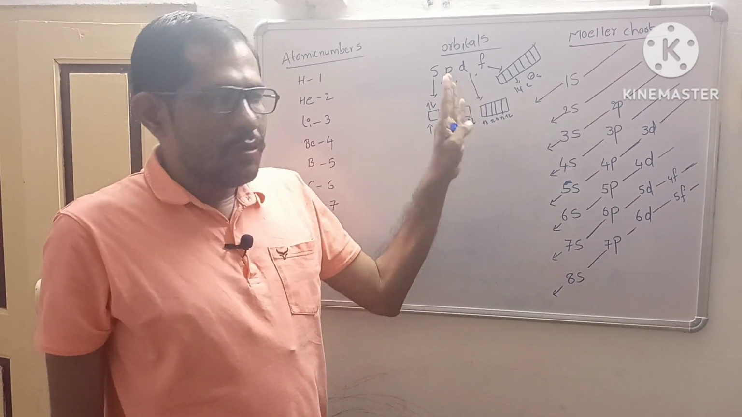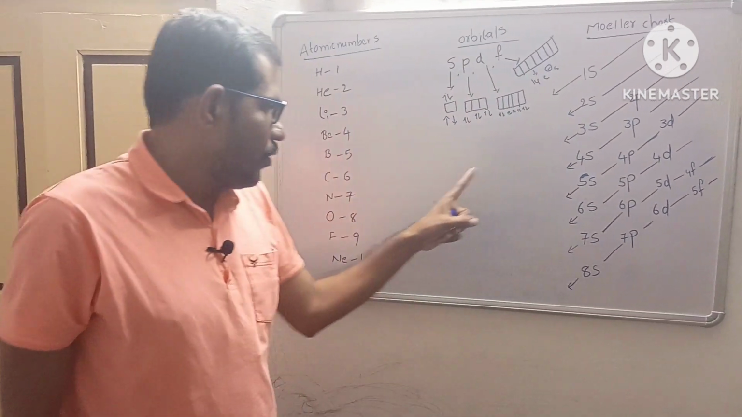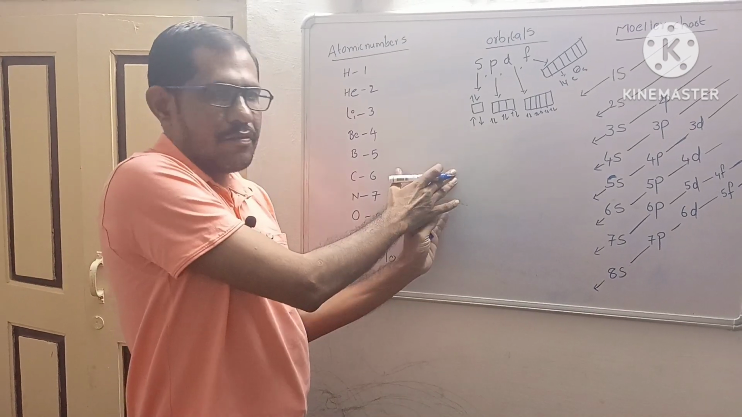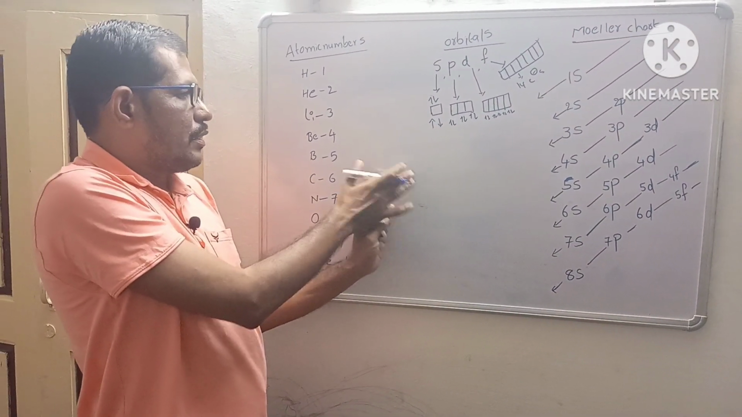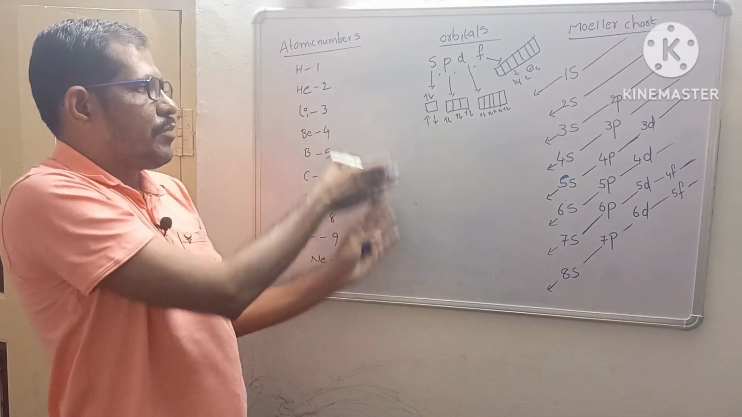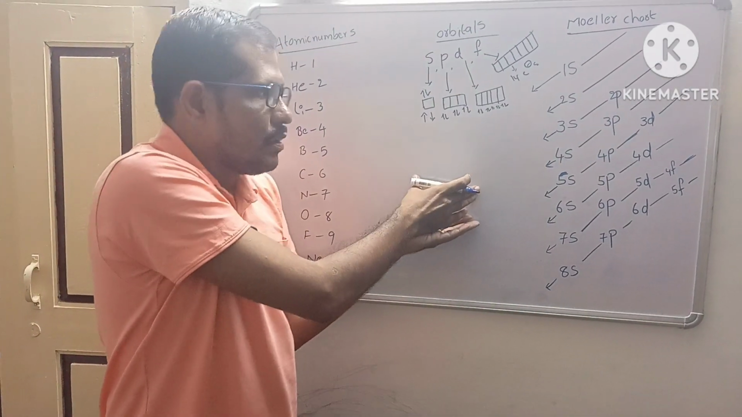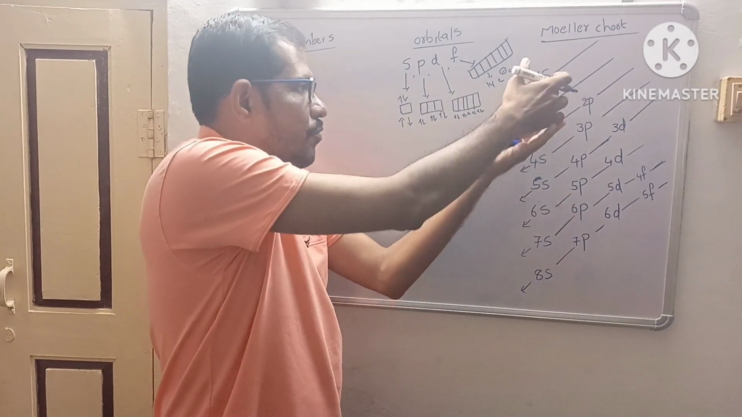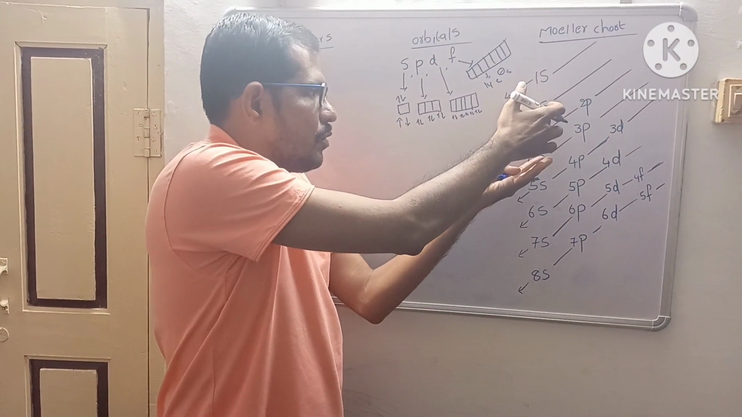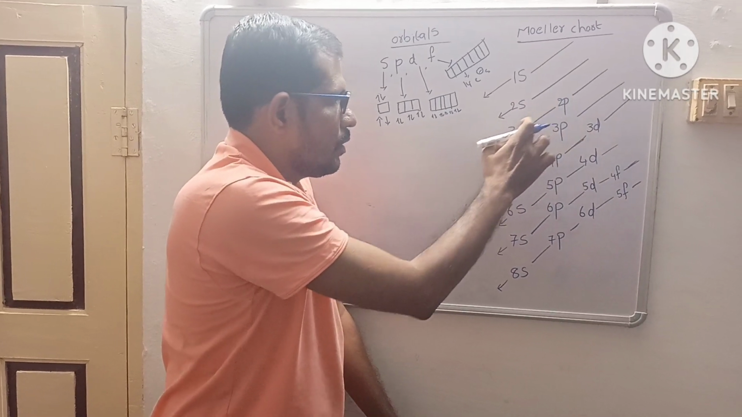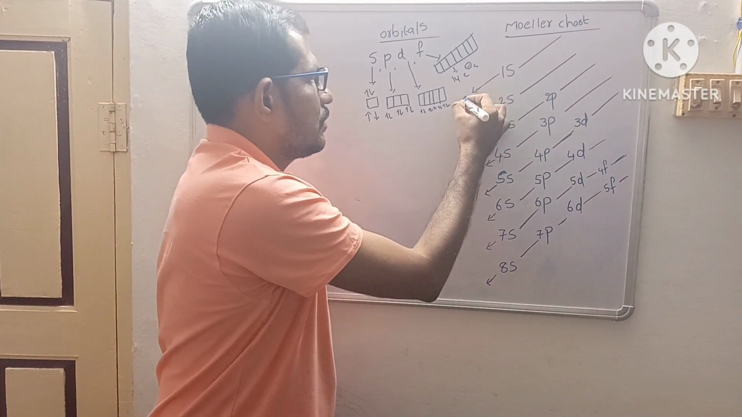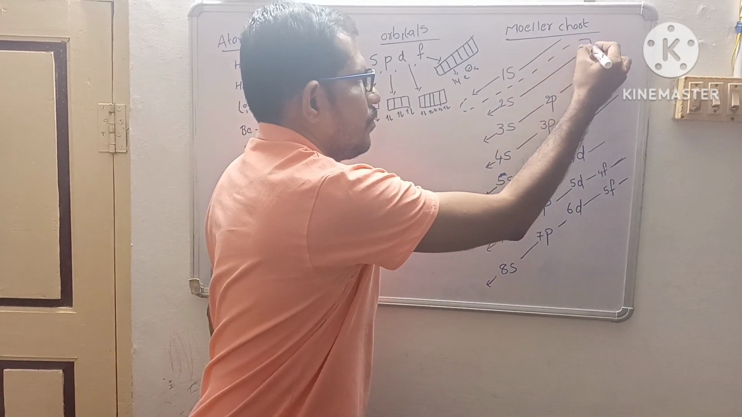So I'm going to start the electronic configuration. I think you are clear with the three concepts: the atomic numbers, these are the orbitals, this is the sequence. So first 1s will come, then 2s will come, then 2p will come, then 3s will come. So we need to go like this.